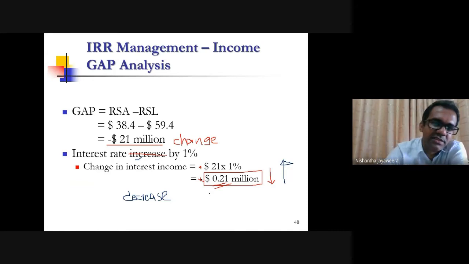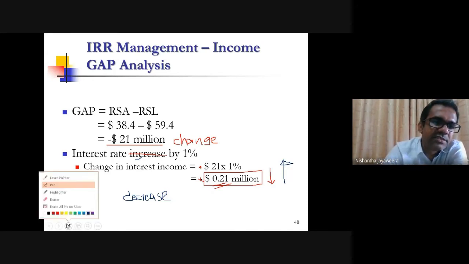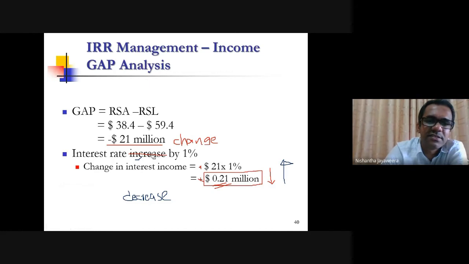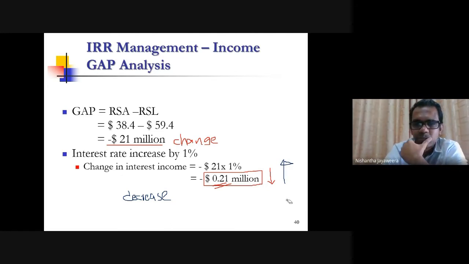So in this case, I have considered only the interest increase scenario. Then it's easy to go with this sign. Since this is an interest rate increase, this is a plus 1%. If it was an interest rate decrease, then it should be a minus 1. Then the answer would become a plus 0.21 million. That means your interest income increased by 0.21 million when the interest rate decreases. Is it clear?